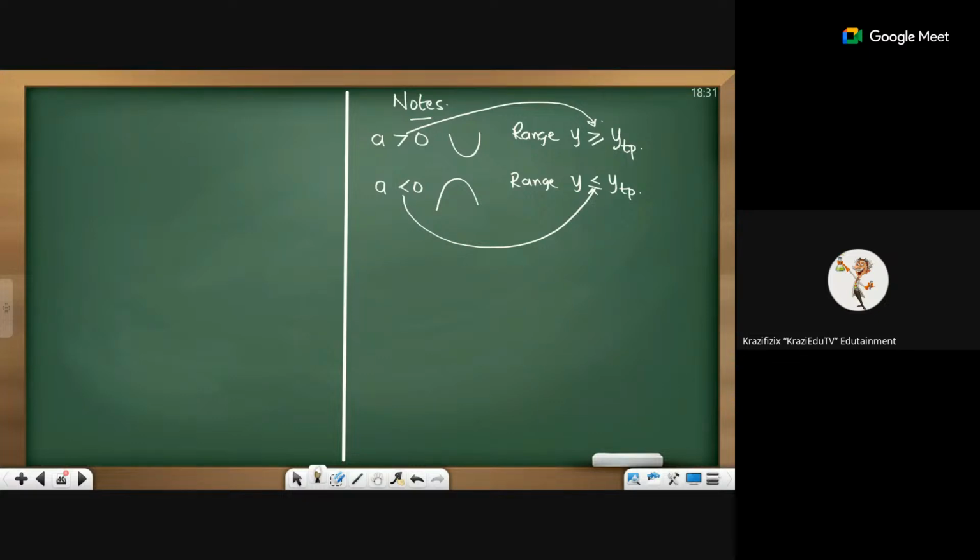No, it's not the y-intercept here. We're not talking about the y-intercept. It's the y value of the turning point, not the y-intercept.